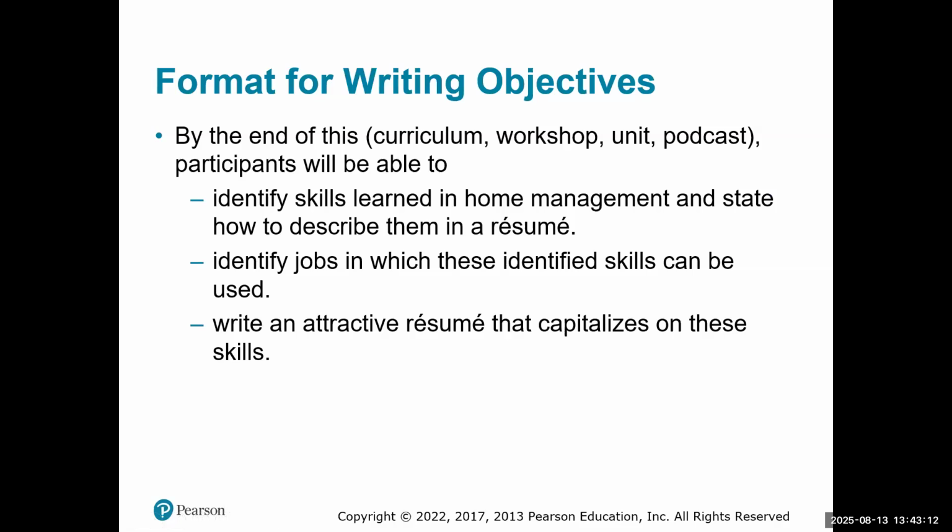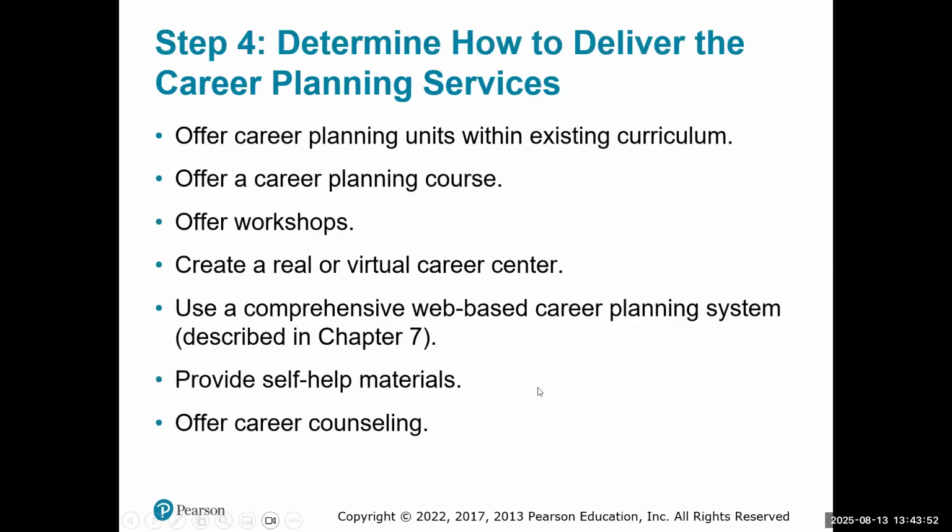Format for writing objectives. By the end of this, participants will be able to, and it could be something like identify skills learned in home management and state how to describe them in a resume, identify jobs in which these identified skills can be used, write an attractive resume. Okay, so these are 3 very short, well-written objectives because they definitely are measurable. Now, did I say that they're well-developed career interventions? Not necessarily, but if you have a reason for this type of curriculum or a reason that you want to implement this type of intervention for a certain population, that's fine.